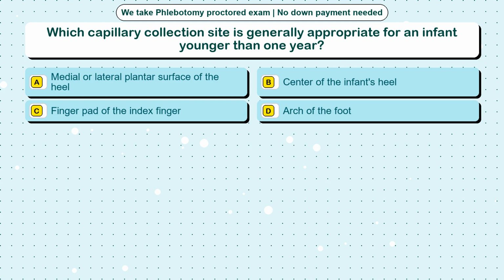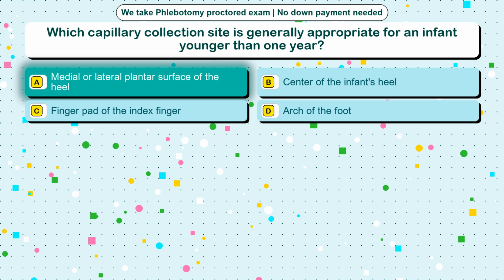Question 71. Which capillary collection site is generally appropriate for an infant younger than 1 year? Option A, medial or lateral plantar surface of the heel. Option B, center of the infant's heel. Option C, finger pad of the index finger. Option D, arch of the foot.